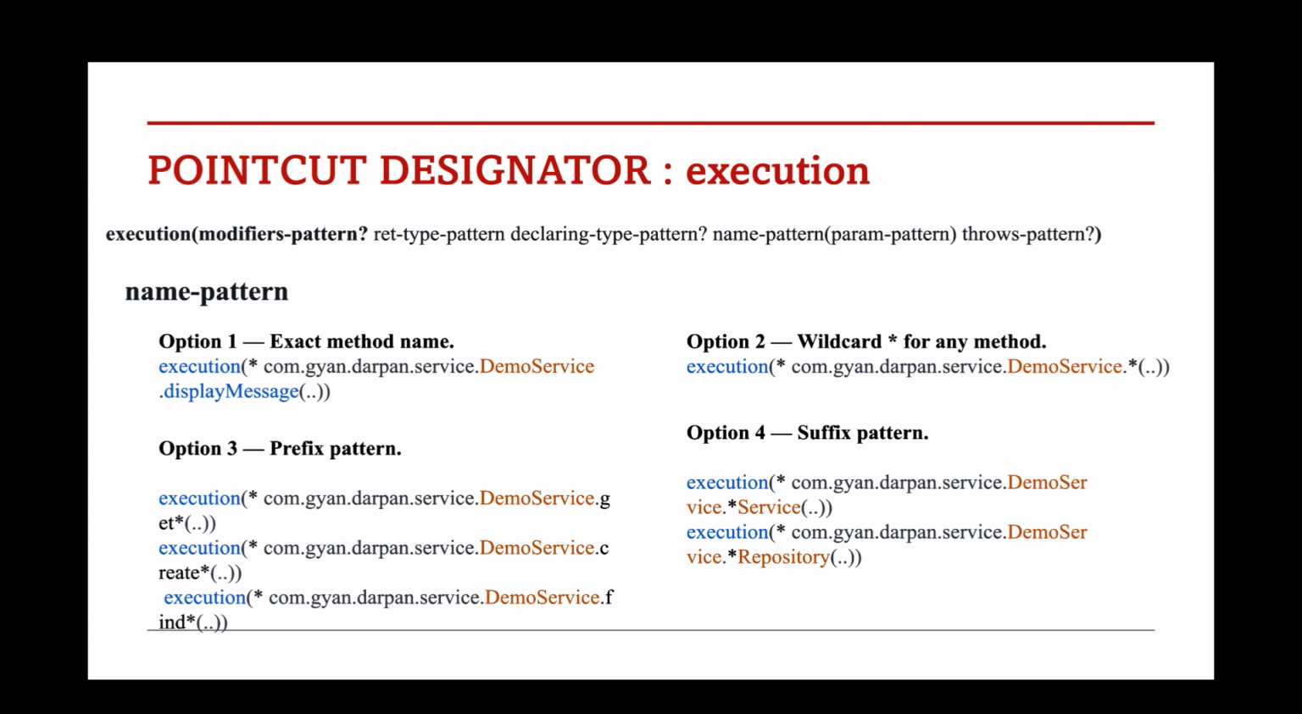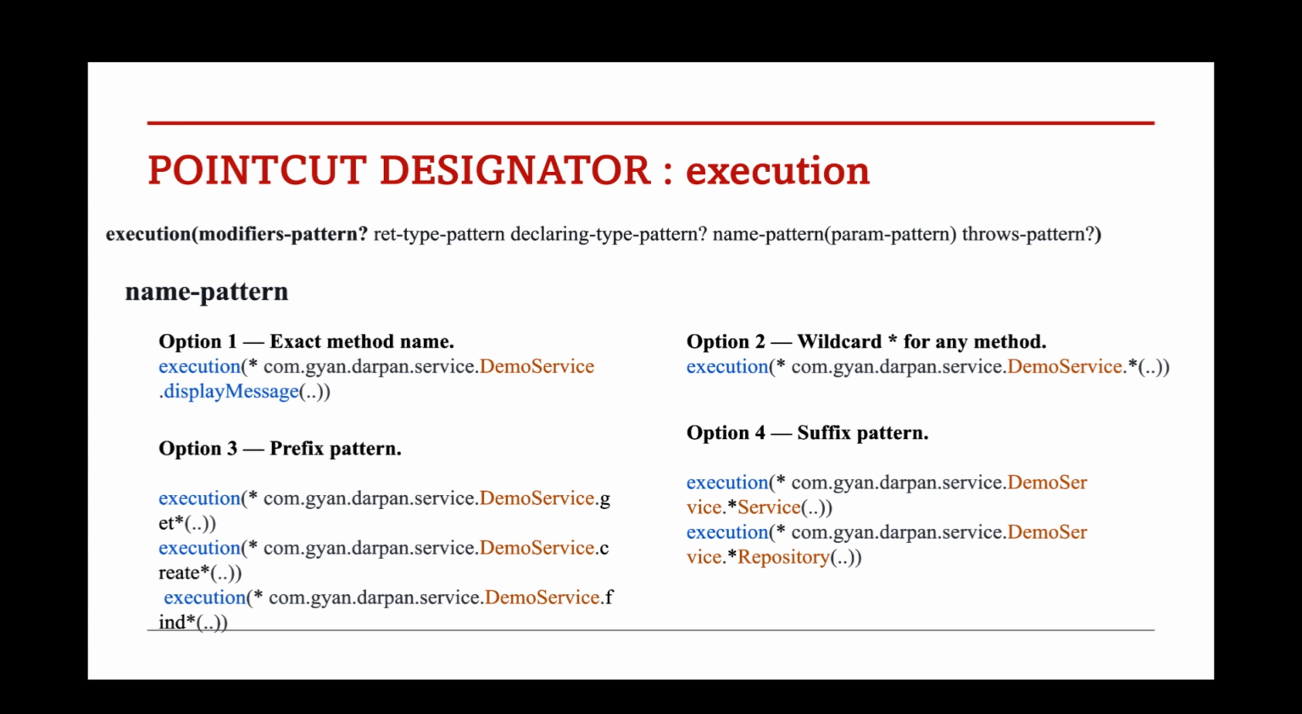Alright, option 3. Prefix pattern. This is one of the most useful patterns in real-world AOP. A prefix pattern uses an asterisk after a word, to match any method whose name starts with that word. The get asterisk here means, intercept any method whose name starts with get. Whatever comes after get, Spring does not care. As long as the method name begins with get, it matches.